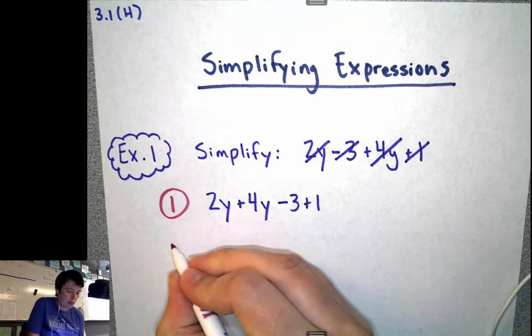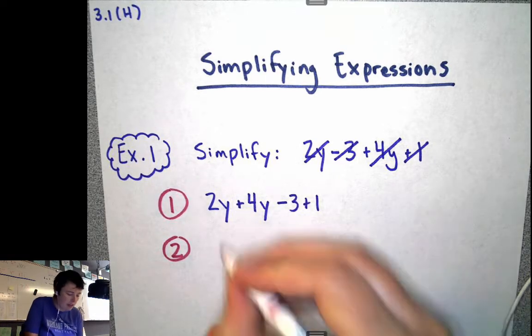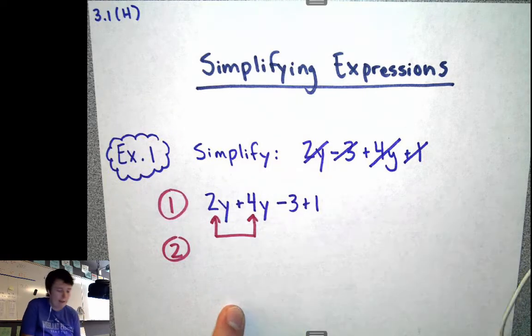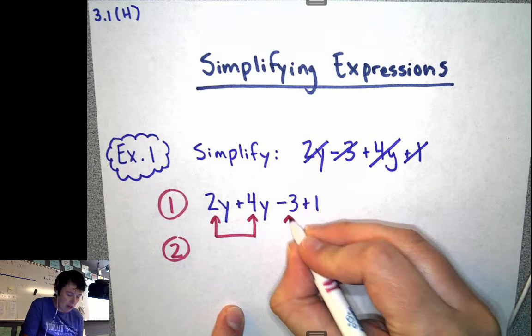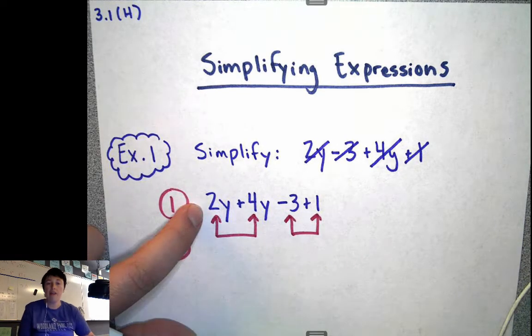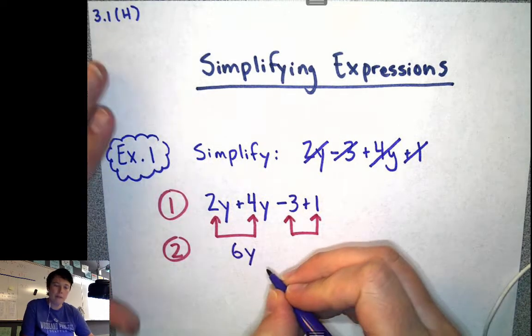Here's step two. Step two, combine the like terms. Put them together. The 2y and the 4y should combine together. The negative 3 and the plus 1 should combine together. So imagine you have 2 y's and you have 4 y's. How many y's do you have? Well, you have 6 y's altogether.